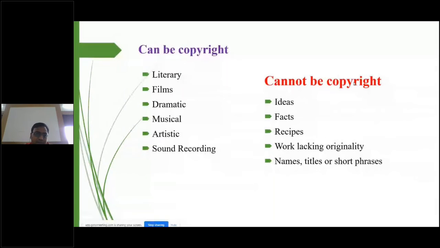What can be copyrighted? Literary work, films, dramatic works, music, artistic work, and sound recordings can be copyrighted. And what can we not copyright? Ideas cannot be copyrighted. Facts, recipes, works lacking originality, names, titles, or short phrases cannot be copyrighted. Only the expression can be copyrighted.